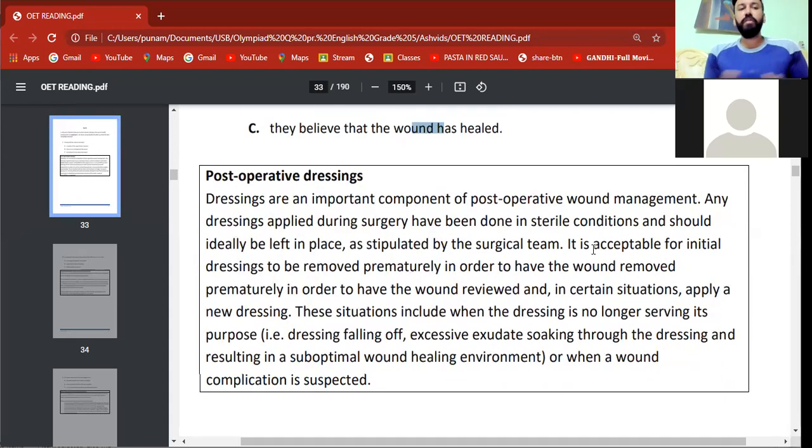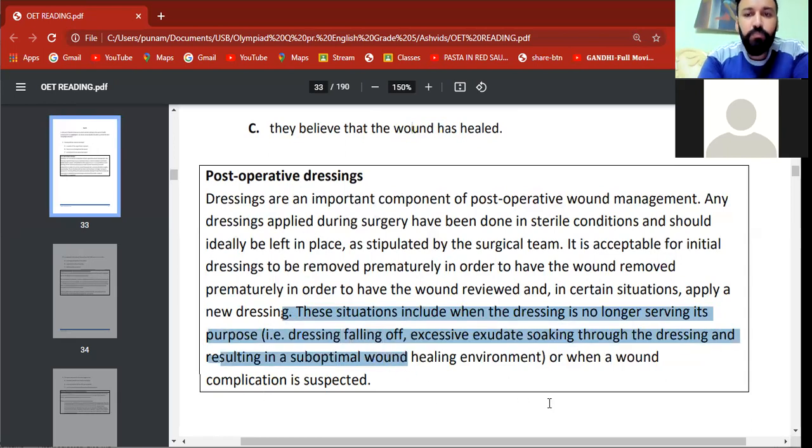Now this is good news. When you are reading a paragraph and you're not finding anything related to the answer, it means that now you're going to be focusing on two or three sentences where you will definitely find the answer. So now the focus is going to be on this sentence.